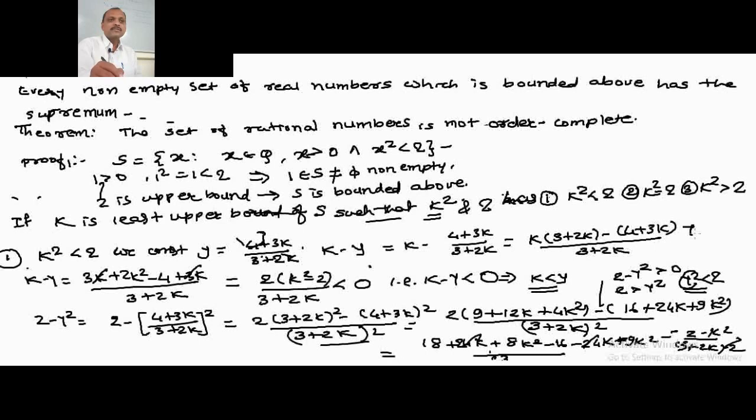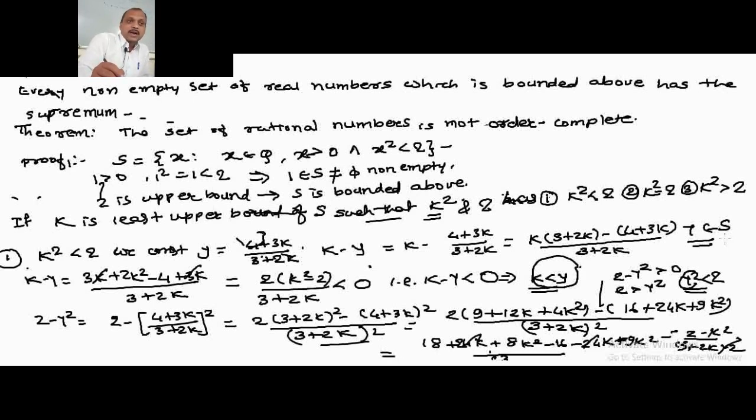Y is a member of S. But look at this: y is a member of S, and k is less than y. Y belongs to S and k is less than y.